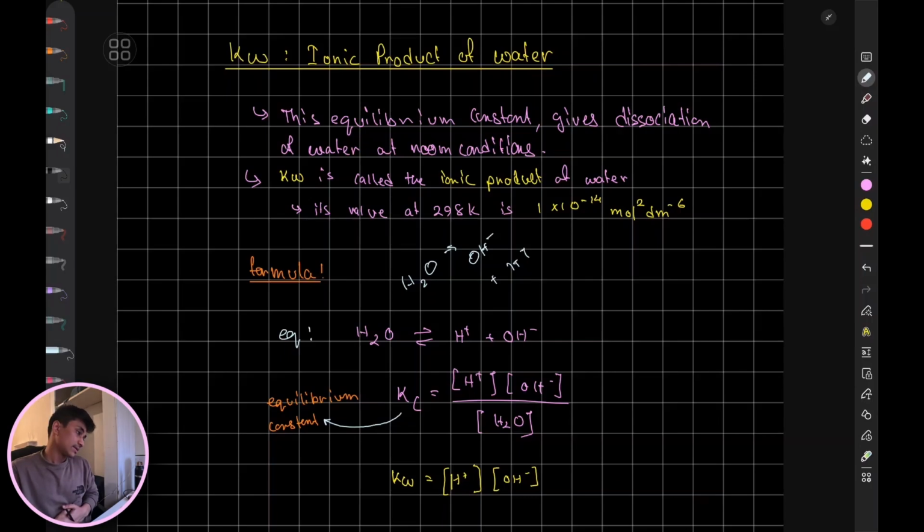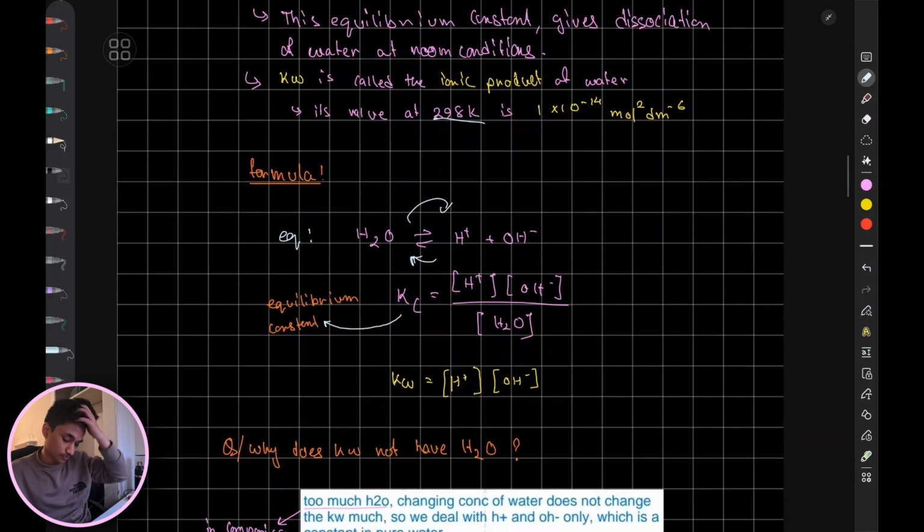Nonetheless, it's just given that at this temperature, 298 Kelvin, your Kw is 1 into 10 to the power of minus 14. What this means, I'm showing you. Don't worry. So let's look at the example equation. Your H2O can go and form H plus and OH minus ions, and then the reverse process is also there, where H plus and OH minus combine and form H2O.